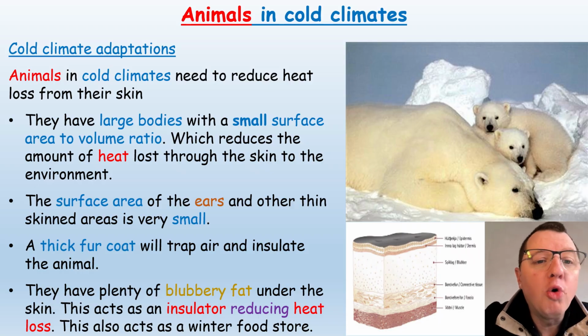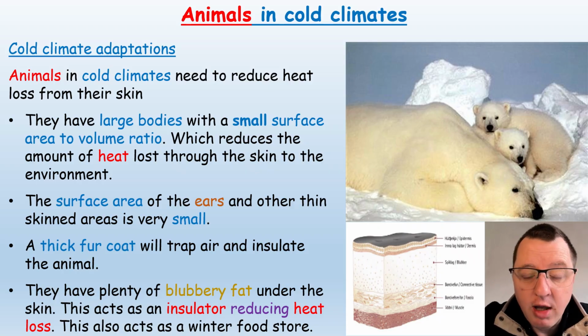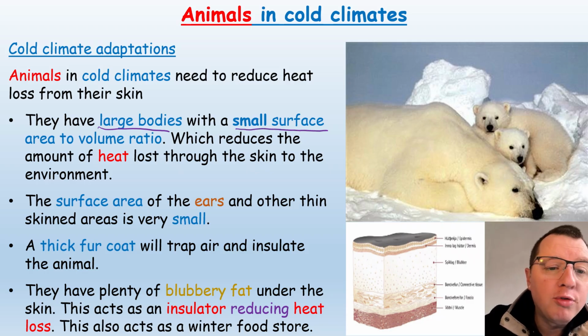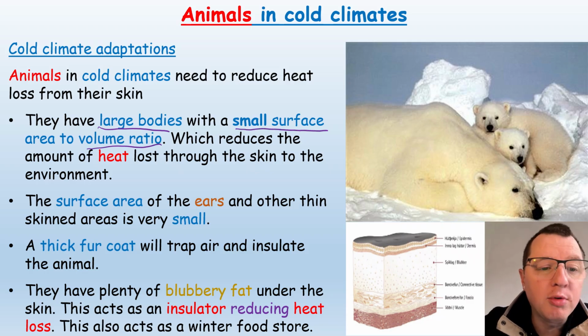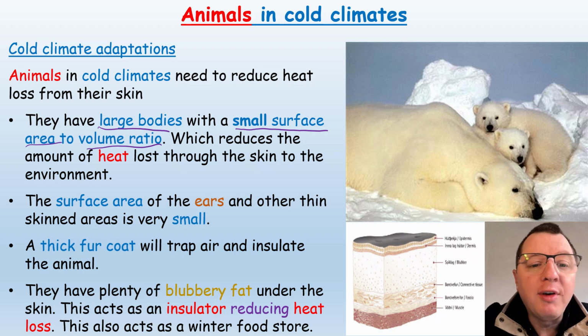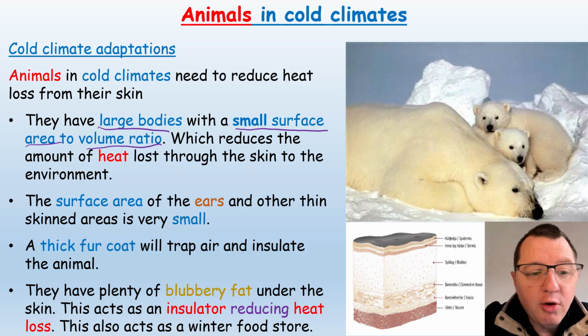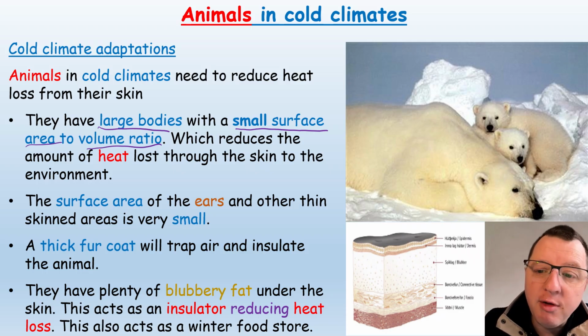So if we look at cold climate adaptations, for example polar bears here, we have to consider the main issue for animals living in a cold climate is that they need to reduce heat loss from their skin. They don't want to lose too much heat. So in order to make certain that they reduce heat loss, animals living in cold climates will have very large bodies with small surface area to volume ratios, and this will reduce the amount of heat lost through the skin to the environment. The surface area of the ears and other thin-skinned areas is also very small.